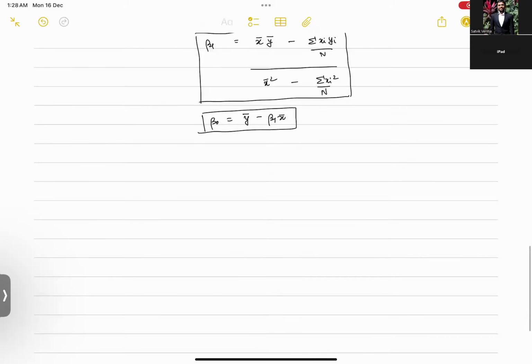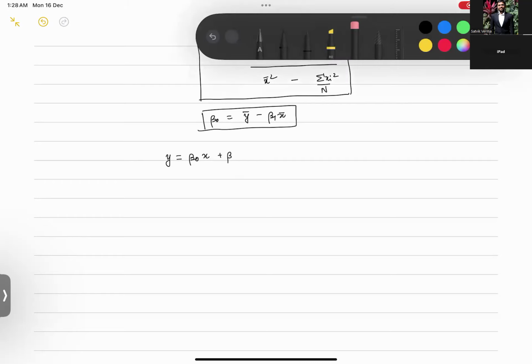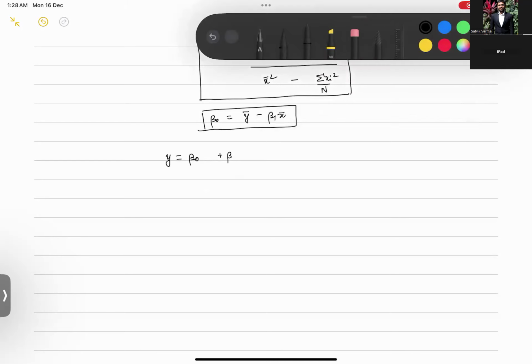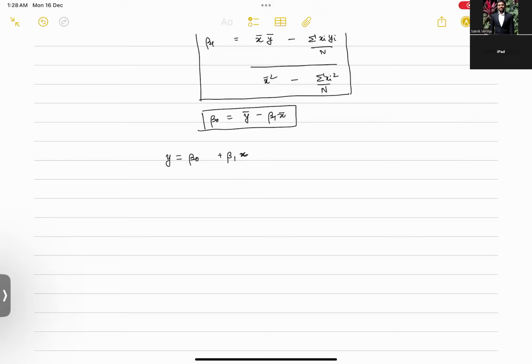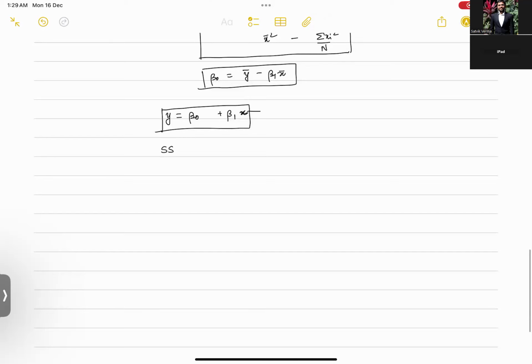And now we can just put these parameters in our model. Y equals beta naught plus beta 1 x, right? So we can put it up here. And for any given value of x, we'll be able to predict a value of y. All right. So that is one thing. Now, in this case, you'll see that the sum of squared errors would be the minimum for these given values of beta naught and beta 1, right?